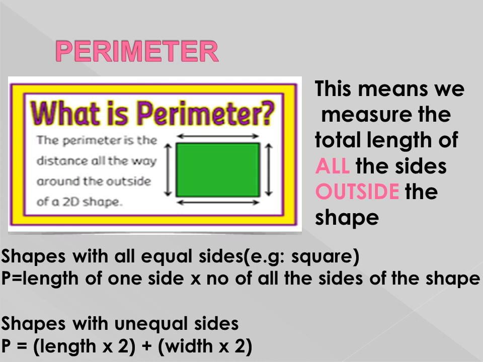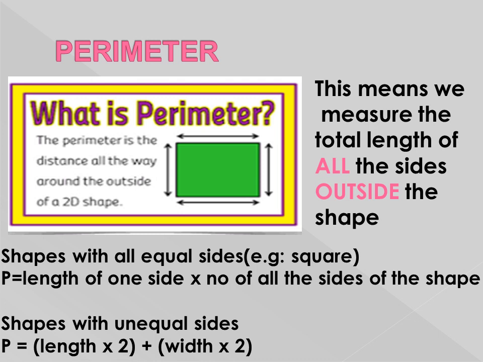So here we say shapes with equal sides. We have shapes with equal sides and we have shapes that don't have equal sides. So let's see how we measure the perimeter. For shapes with equal sides, oh, in fact, it is a very interesting one. Do you know why? Because when they have all equal sides, it means that all the numbers will be the same. For example, a square.